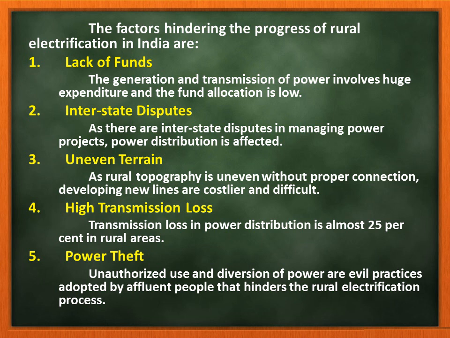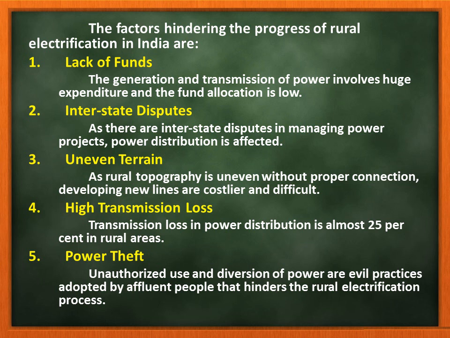Interstate disputes. As there are interstate disputes in managing power projects, power distribution is affected. There is a fight among the states themselves in the distribution of power, so the power supply is affected. Uneven terrain. As rural topography is uneven without proper connection, developing new lines is costlier and difficult. Supplying electricity in mountainous and desert areas is very difficult because of the uneven topography.